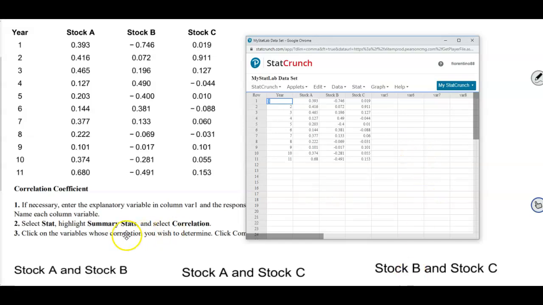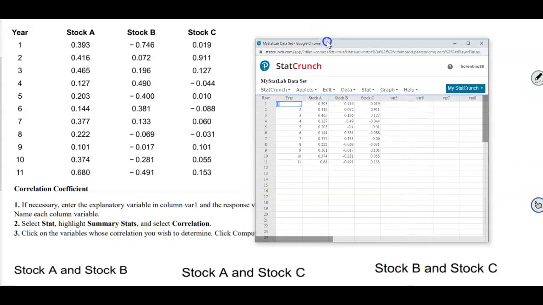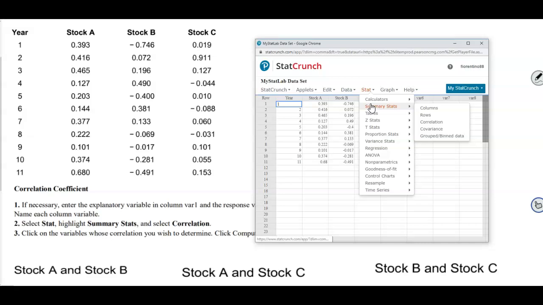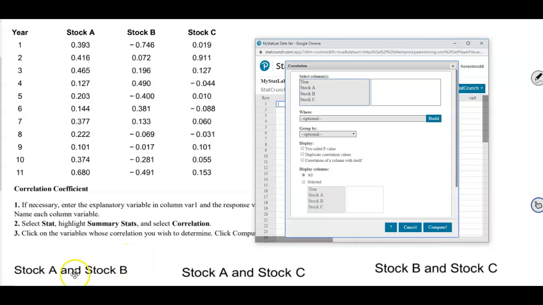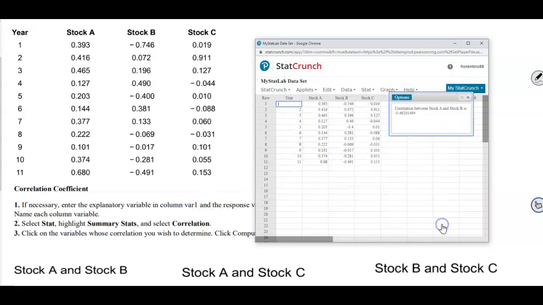In order to do that, we're going to follow the StatCrunch option. Select Stat, go to Summary Stats, and then select Correlation. The first one that we want to figure out is the linear correlation between stock A and stock B. So we have 4 columns in here, but we're only concerned with stock A. We're going to hit the control button and select stock B. We have to make sure those 2 are selected, and then we're going to select Compute.